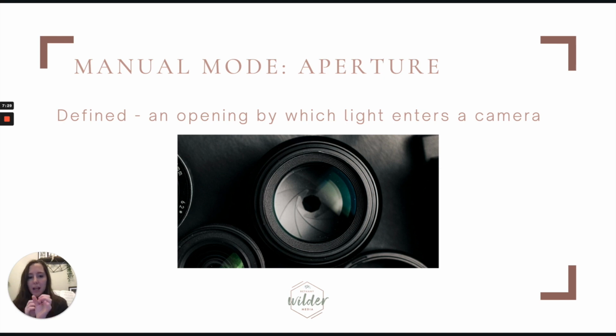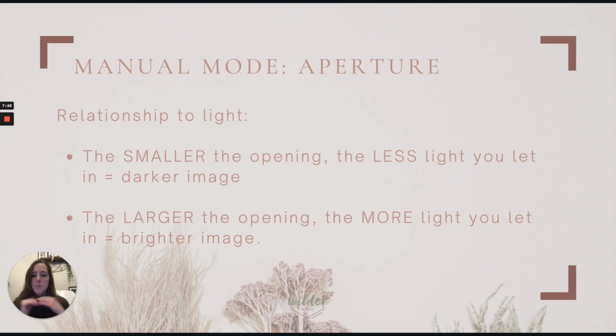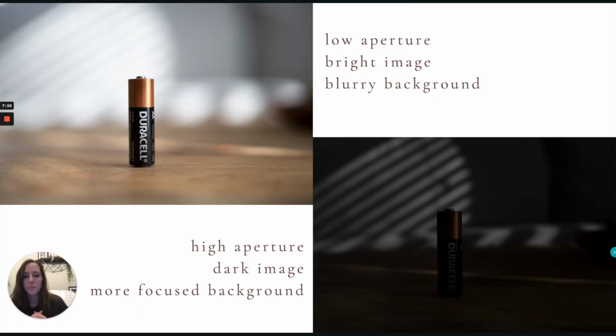Aperture is an opening by which the light enters the camera. The smaller the opening, the less light, the darker the picture is going to be. The larger the opening, the more light, the brighter the image is going to be.